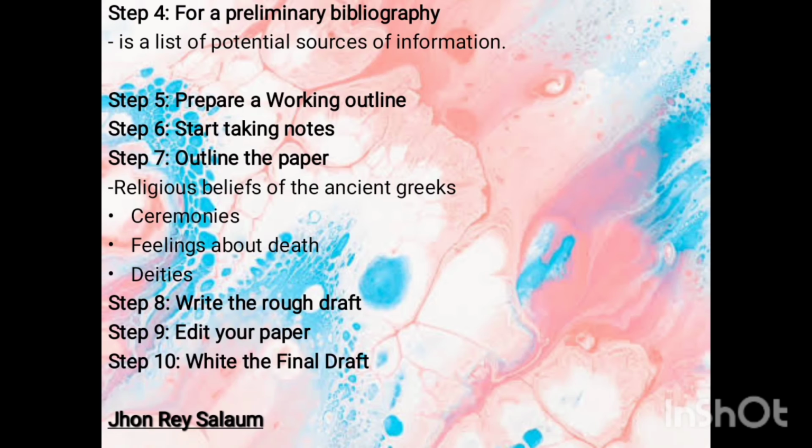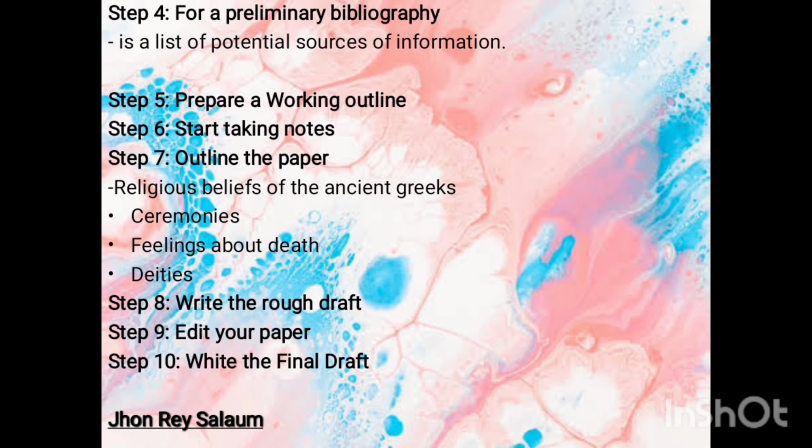Step 4. Form a preliminary bibliography, which is a list of potential sources of information. Step 5. Prepare a working outline. A working outline is important because it gives order to your note-taking. Step 6. Start taking notes. After you have gathered your materials and prepared a working outline, you start to take notes. But remember, you need to write your notes on index cards.